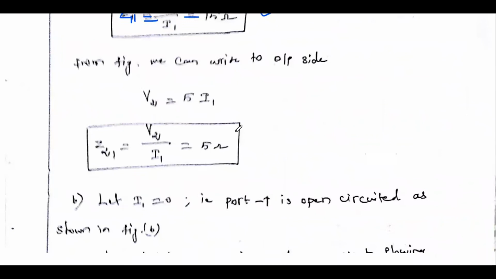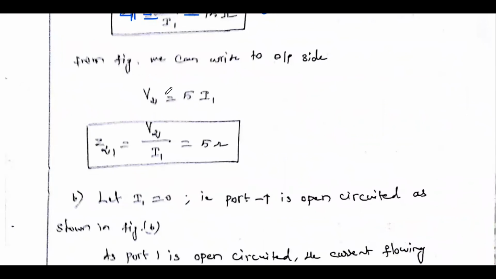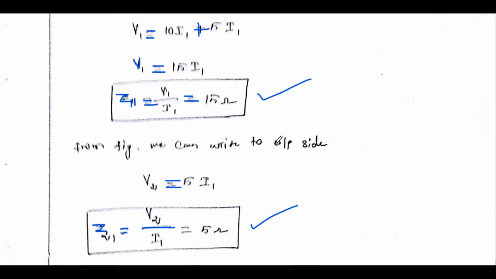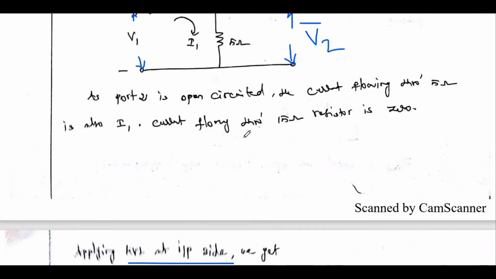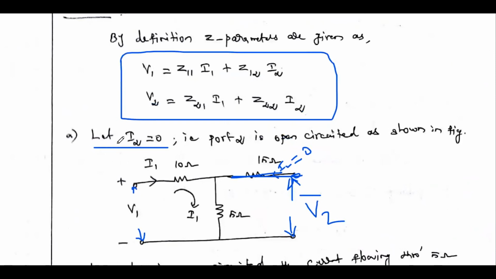From that, we write V2 equals 5 into I1. We want the ratio V2 by I1. So V2 divided by I1 is called Z21, and it is also 5 ohms. So the two Z parameters are calculated by making the output port open circuited, that is I2 equal to 0.